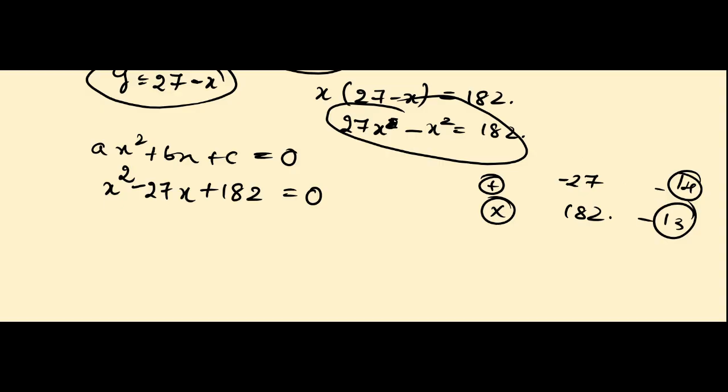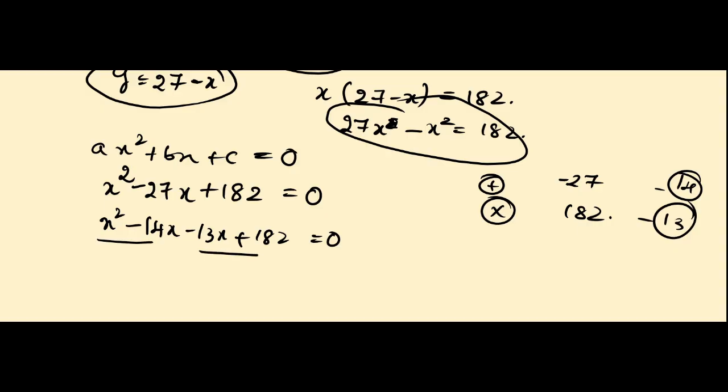The sign should be negative only. See here, we have to get minus 27, so both numbers should be negative. Minus 14, minus 13 will become minus 27. And when we multiply 14 into 13, that is 182. Minus into minus, that is plus. So we will split this x square minus 27x as x square minus 14x minus 13x plus 182 is equal to 0.